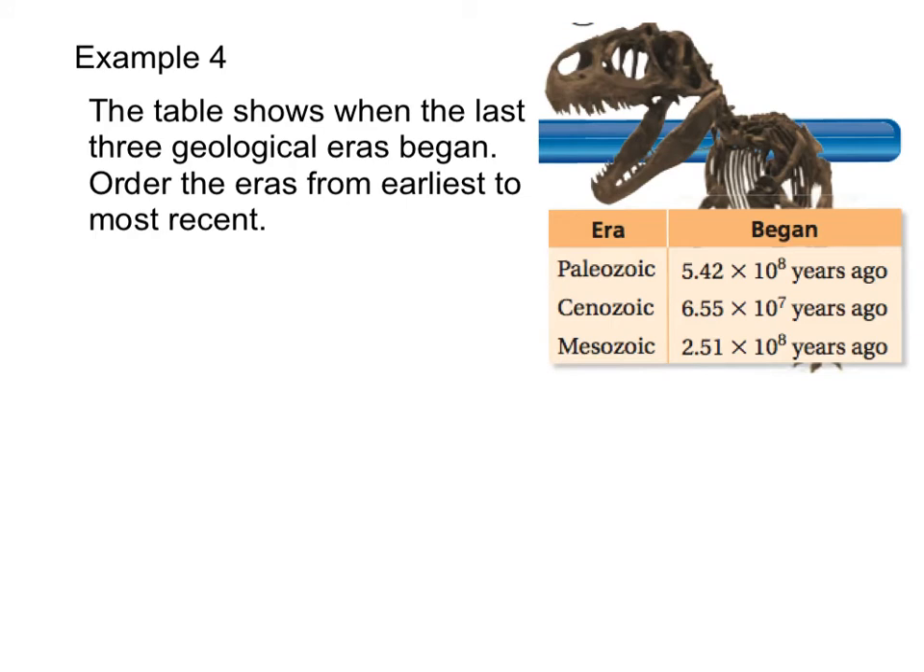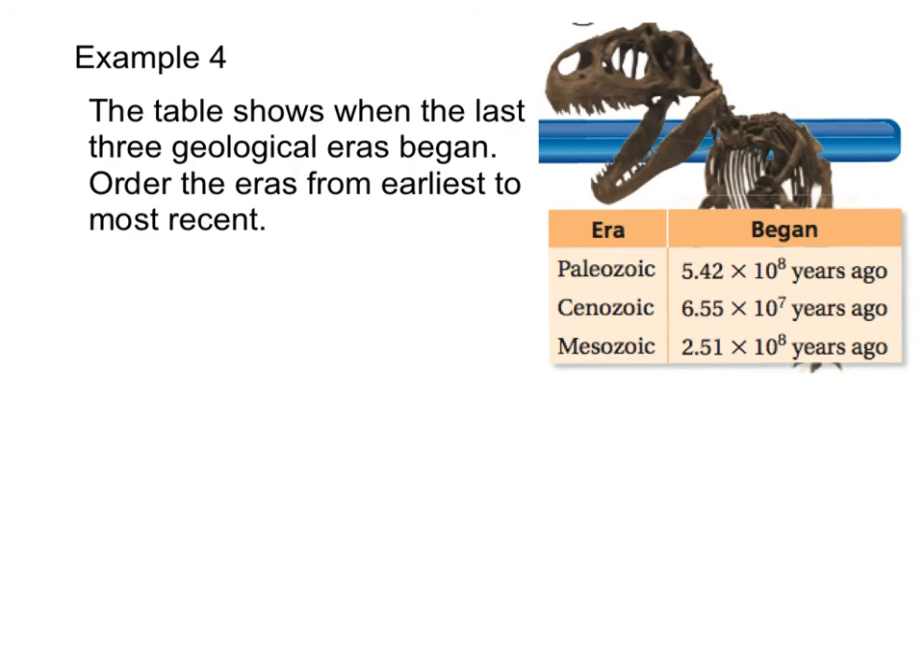Example number 4. The table shows when the last 3 geological eras began. Order the eras from earliest to most recent. We could write each of these numbers in standard form, but there's a much easier way. Step 1. Compare the powers of 10. Since our factor always has to be greater than or equal to 1 but less than 10, we don't need to look at these first. We can look at the powers.